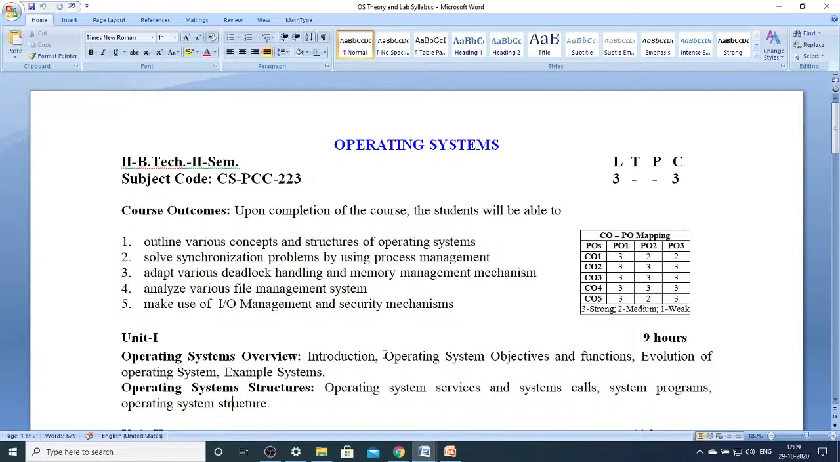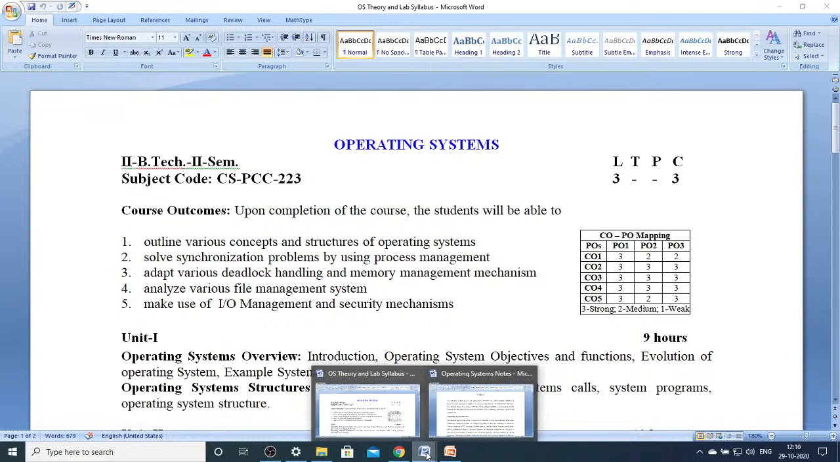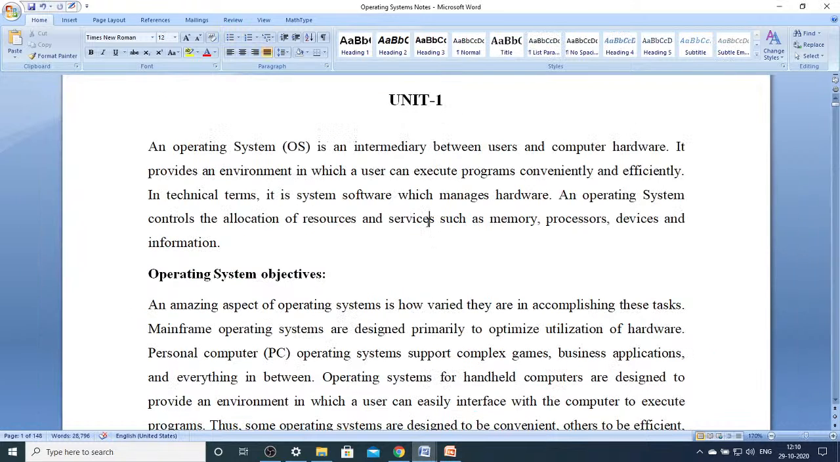The functions, evolutions, services, system call types, system program types, and then the structures, all the 4 structures. So these are the 6 possible questions. And whatever notes I have, I am going to share with you. To your group I'm going to post it.